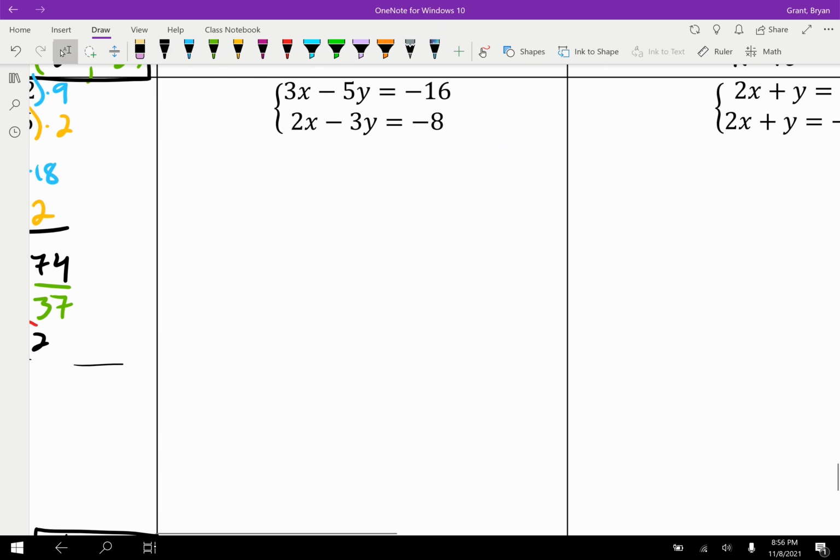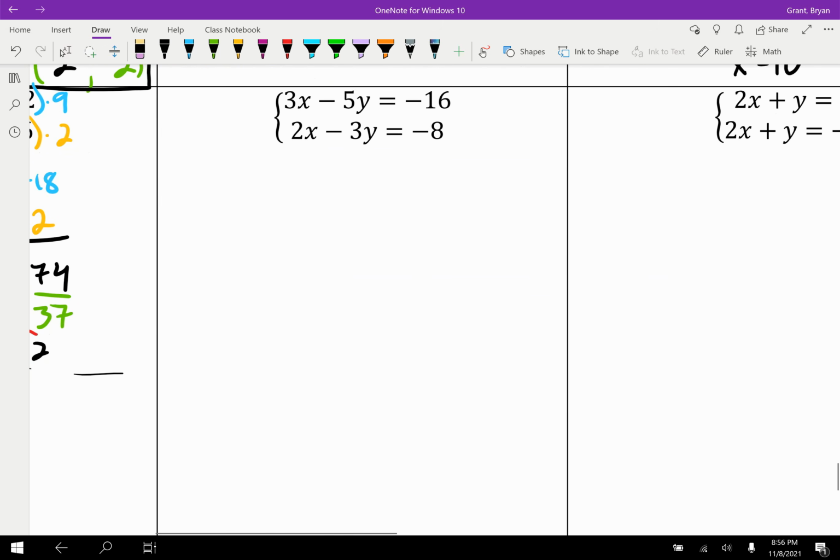Okay. 3x minus 5y equals negative 16, and 2x minus 3y equals negative 8. I don't think these are easy to make into each other, nor these, so we're going to have to do that least common multiple. Think common denominators with fractions. What number do 3 and 2 both go into? They both go into 6. So let's go ahead and multiply our top equation by 2.